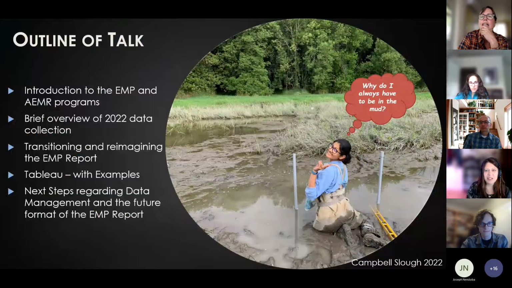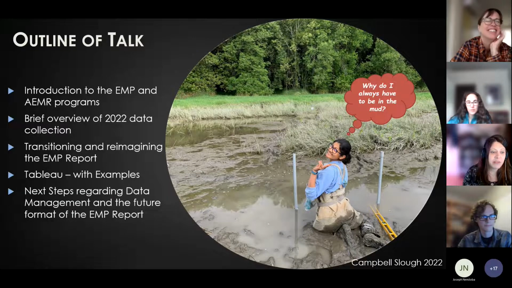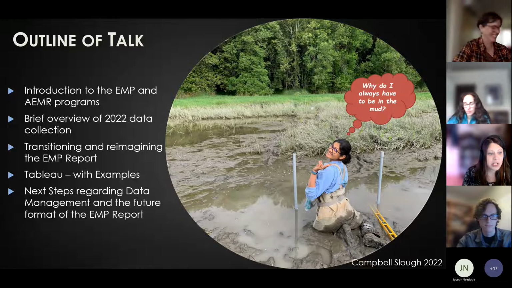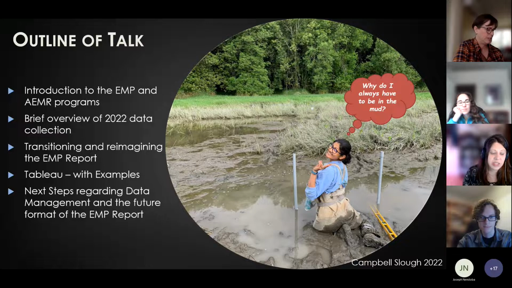There we go. All right, so Catherine has passed the torch to me to provide an introduction of the Ecosystem Monitoring Program. And I am also going to talk about the Action Effectiveness Monitoring Program. And I will give a brief overview of the data collection that happened in 2022. Then we're going to talk about a new idea of changing how we report out and share data with the Ecosystem Monitoring Program. Ian's going to give a quick overview of Tableau and how that software is going to help us essentially reimagine the reporting in the Ecosystem Monitoring Program world. And then kind of a timeline for these steps of transitioning the data and reporting.